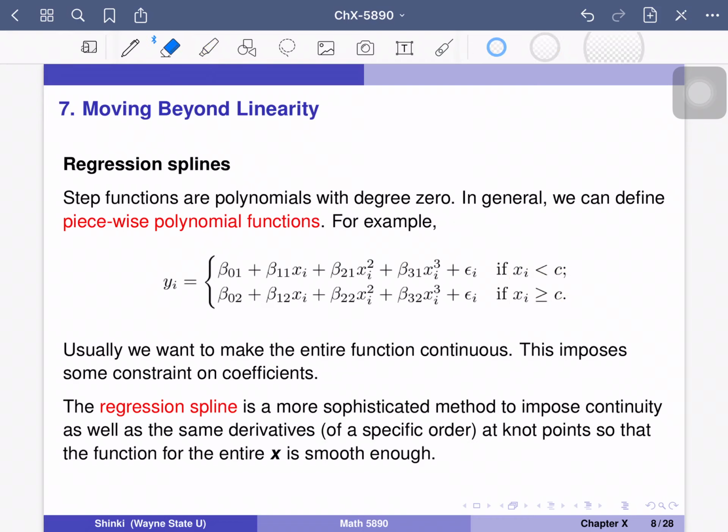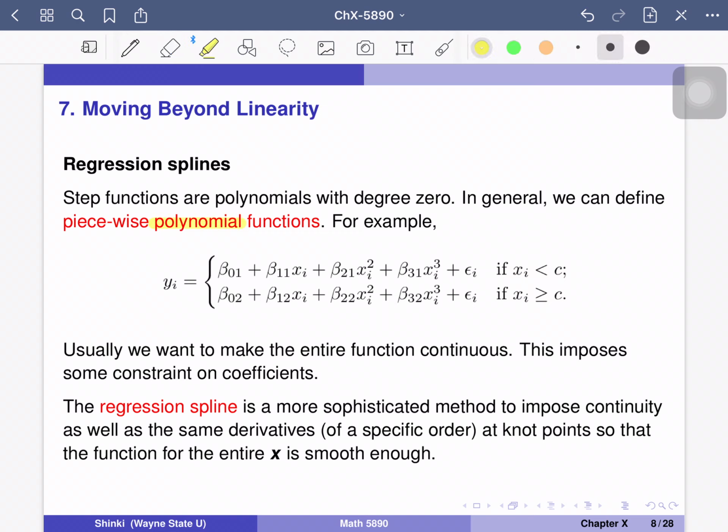Hi everyone. So next topic is regression splines. Remember that we have studied step functions. Step functions are polynomials with degree 0. But in general, we can define piecewise polynomial functions.